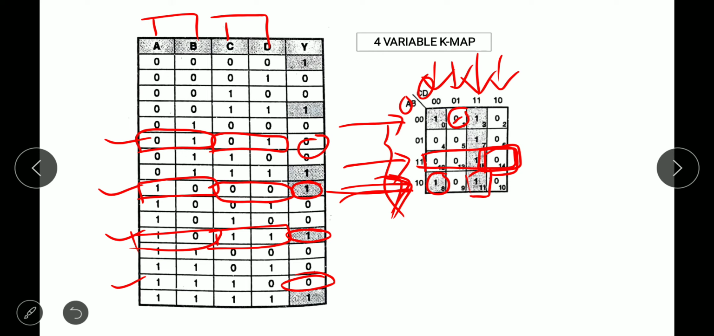Now we will see how to simplify the logic expression, that is SOP and POS form, using the K-map technique in the next video.